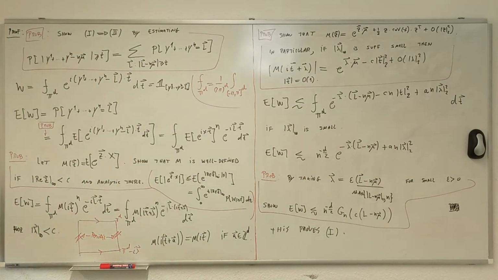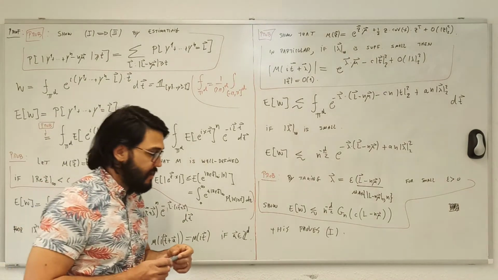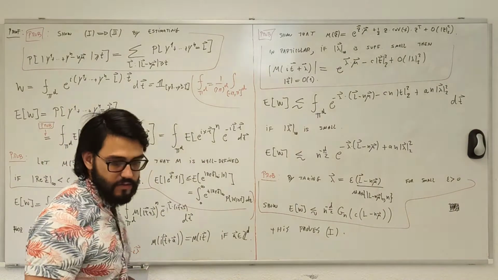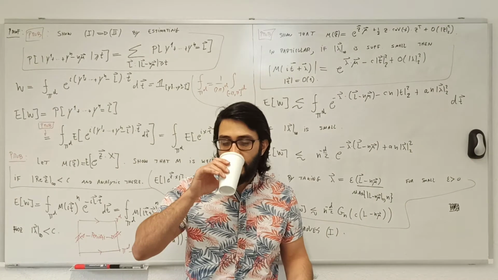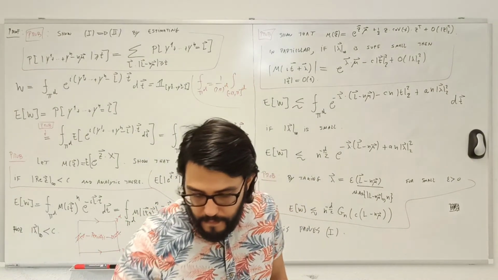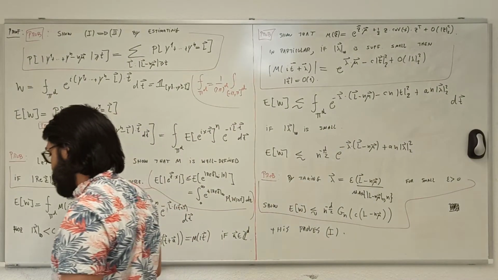Okay, so now let's go back. So this was a pure probability bound. Let's go back to the Collatz problem.